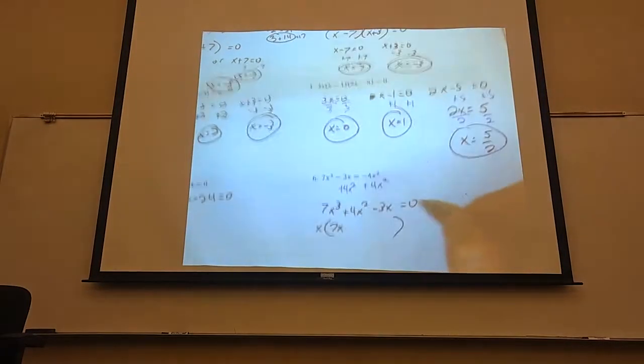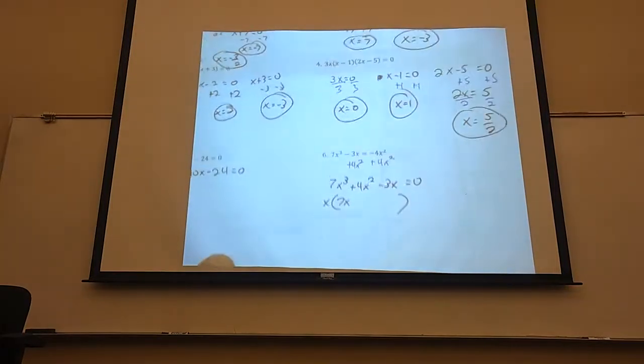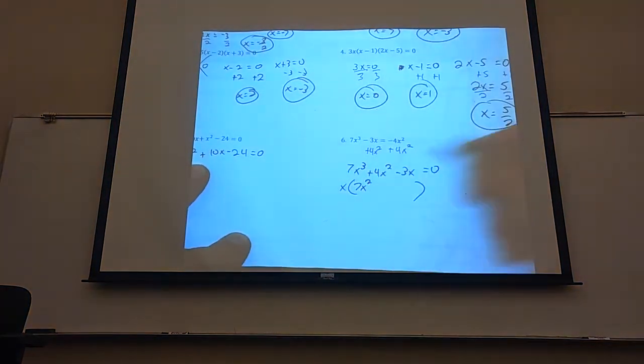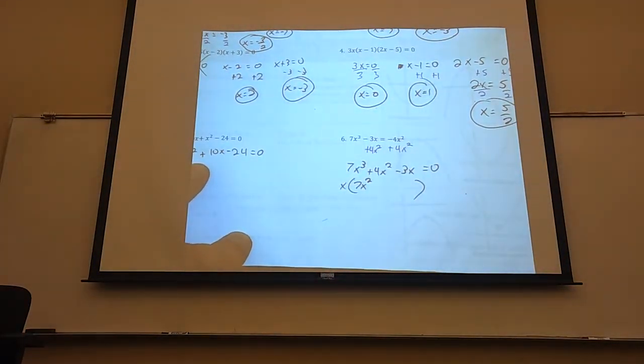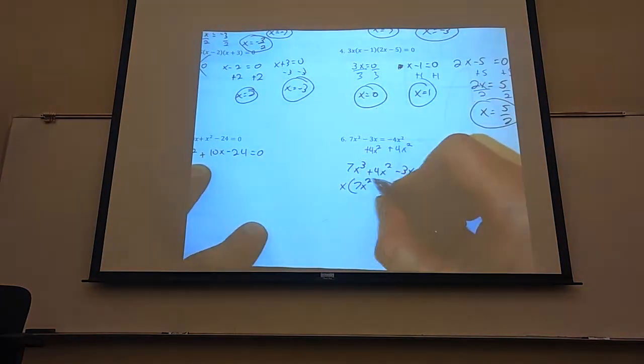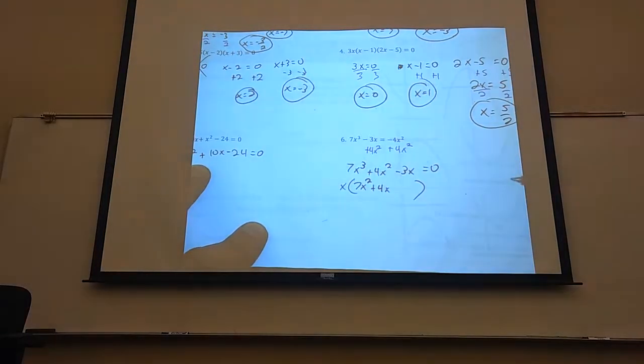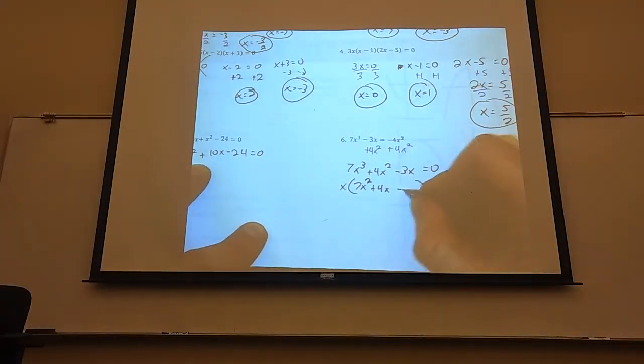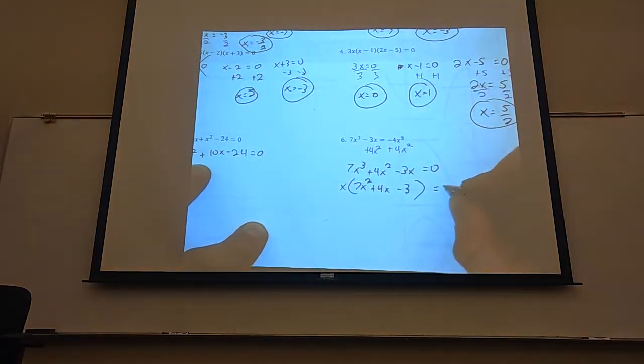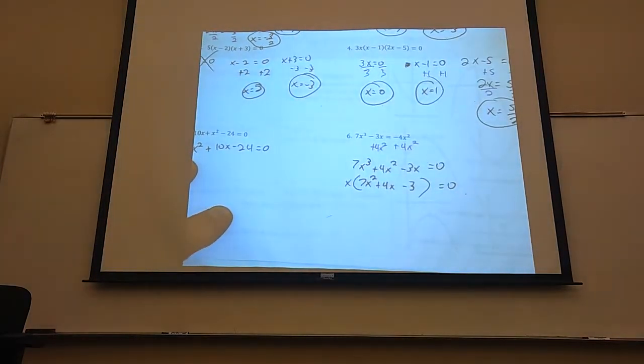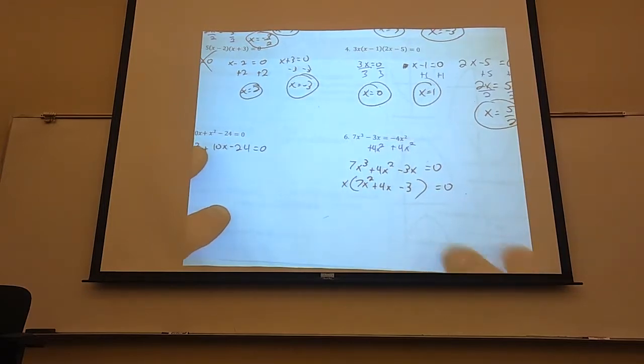So I pull an x out of there. Instead of x to the third, I have 7x squared. Instead of 4x squared, I have 4x. And instead of 3x, just 3. Y'all want me to keep going? Y'all want me to factor this? All right, I'll do it.